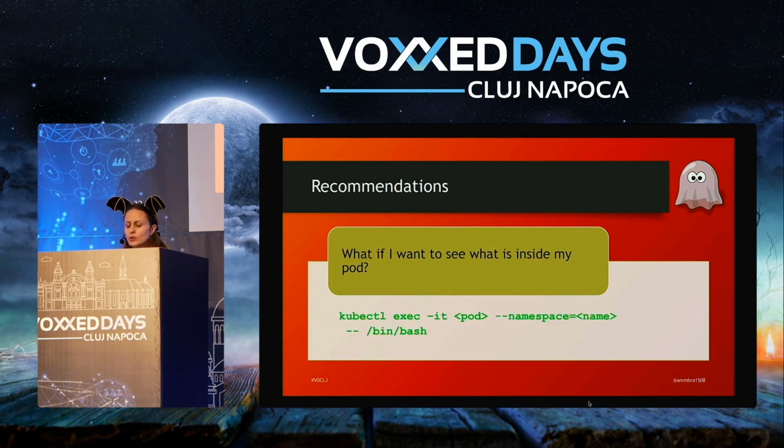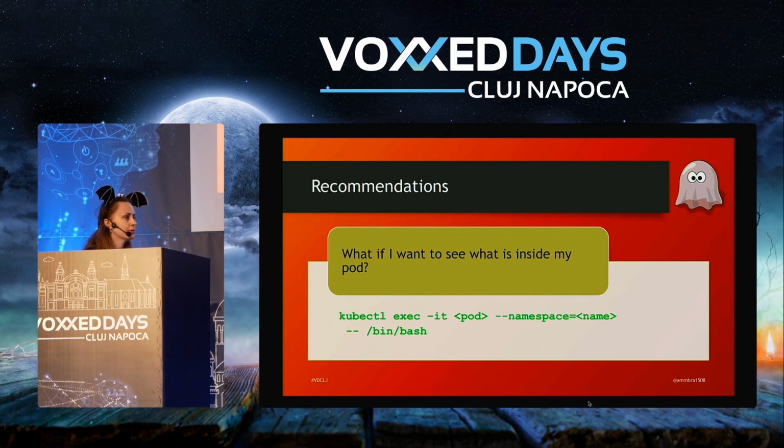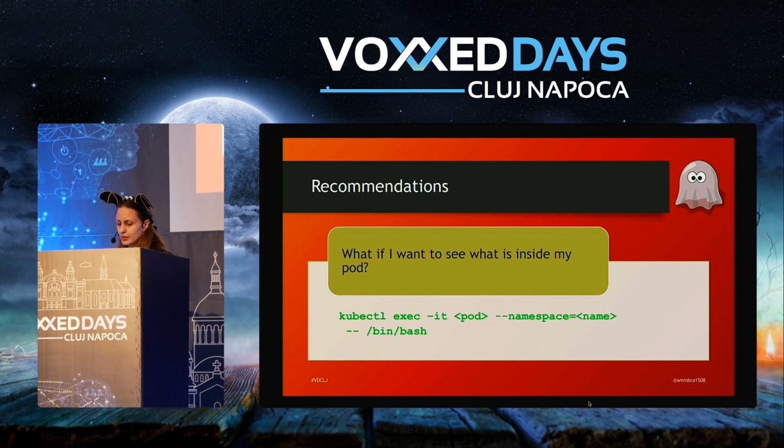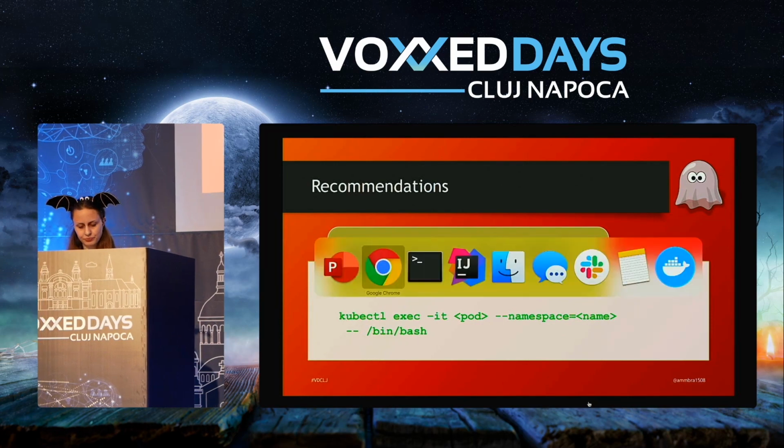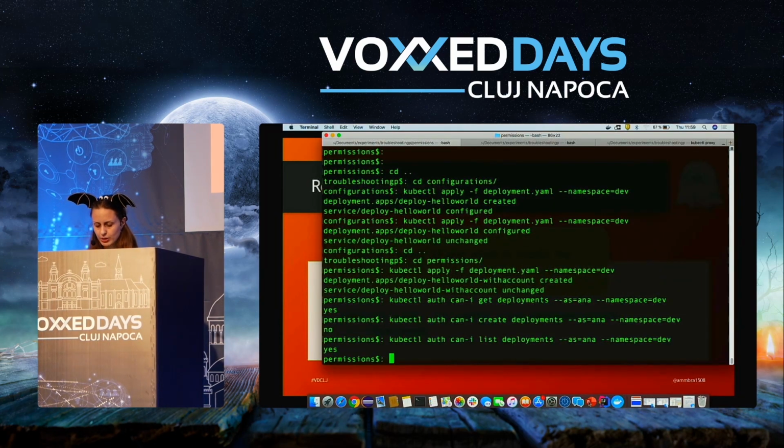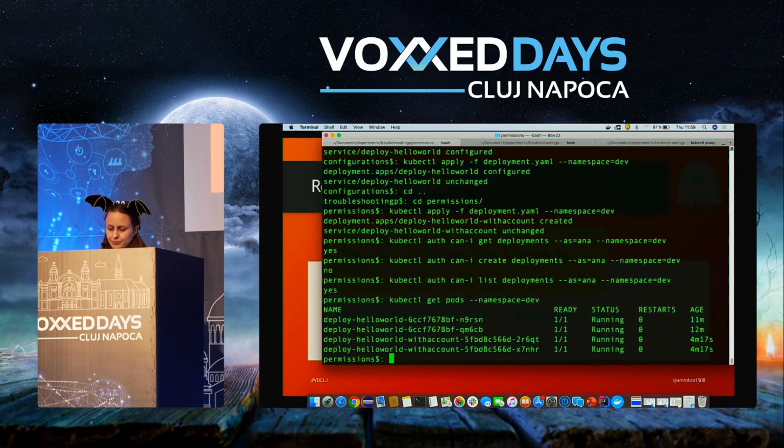What if you want to see what is inside a pod? One way to see what is inside a pod and what's happening over there is by using the kubectl exec command. So one way to do that is get pods in the namespace dev. And the exec instruction can actually introduce a shell for you to debug and see what's in the pod.